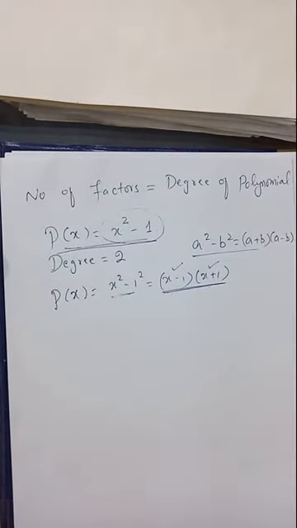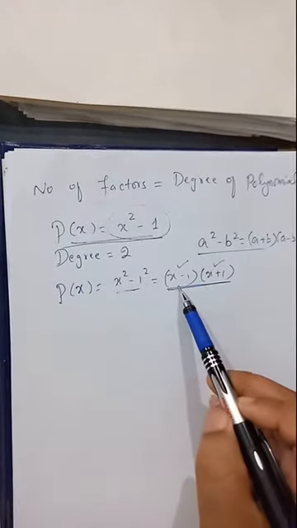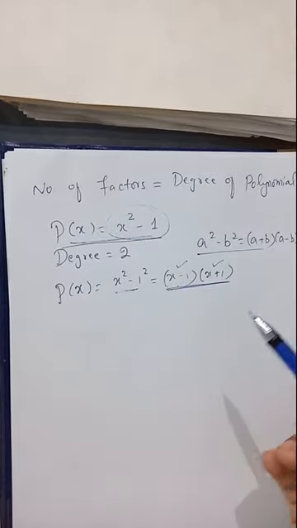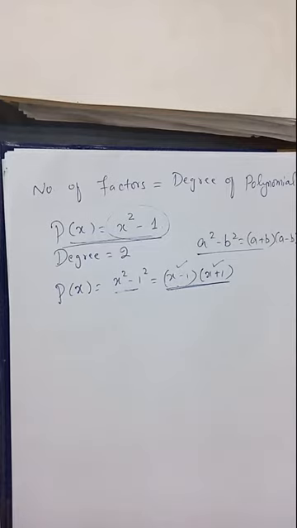Now, what is a factor? The factor means if you divide this polynomial by x minus 1 or x plus 1, you will get a remainder 0. The factor actually divides the polynomial exactly, meaning the given polynomial must be divisible by the factor.